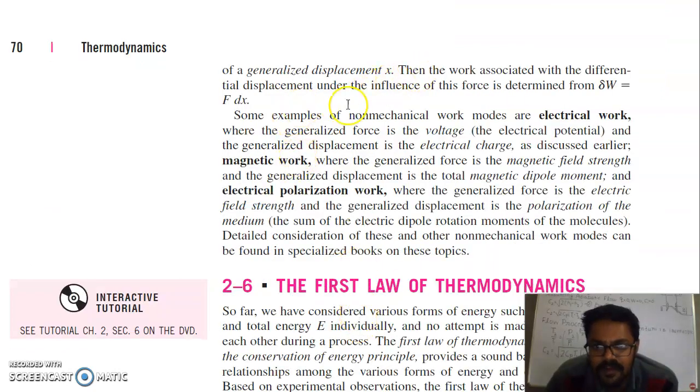Some examples of non-mechanical work modes are electrical work, where the general force is voltage and the general displacement is electrical charge. Due to the potential difference, the electric charge will fall. And magnetic work, where the general force is the magnetic field and the general displacement is the total magnetic dipole moment. And electric polarization work, where the general force is the electric field strength and the general displacement is the polarization of the medium. So this is all about the work.